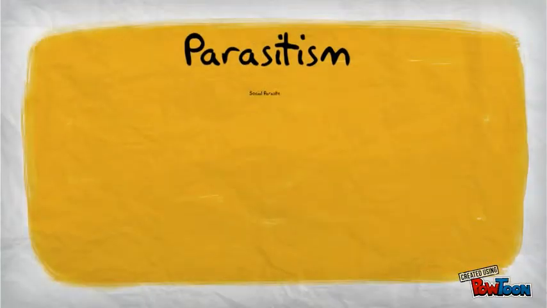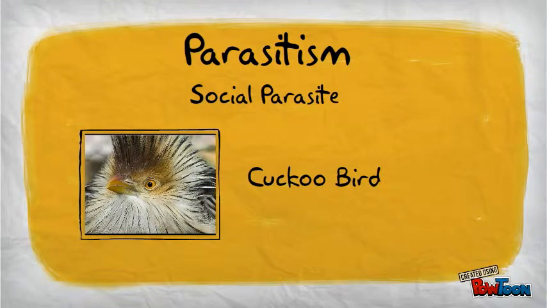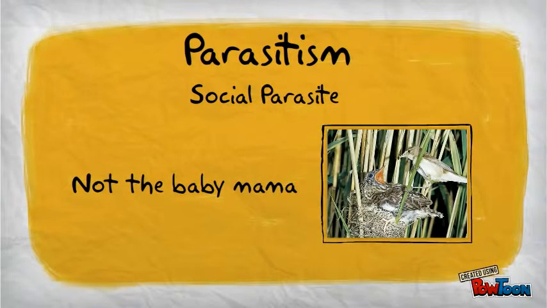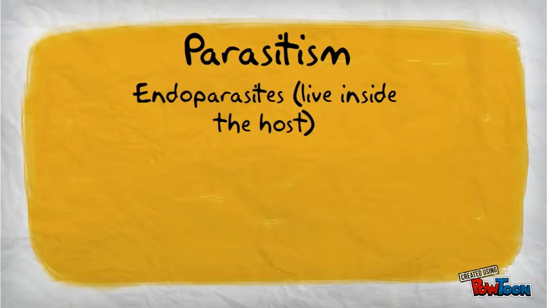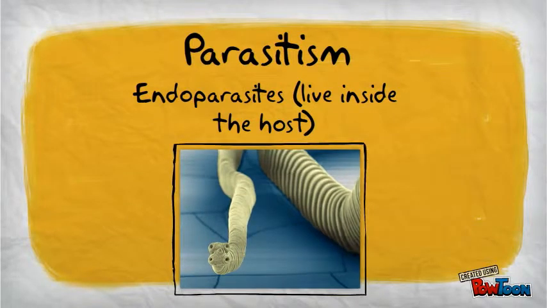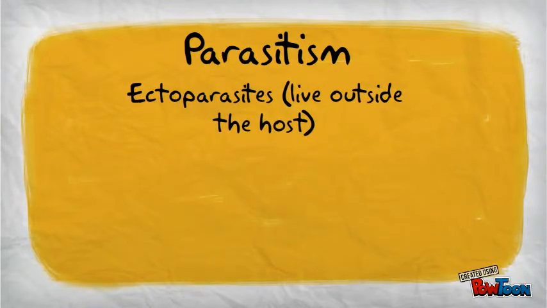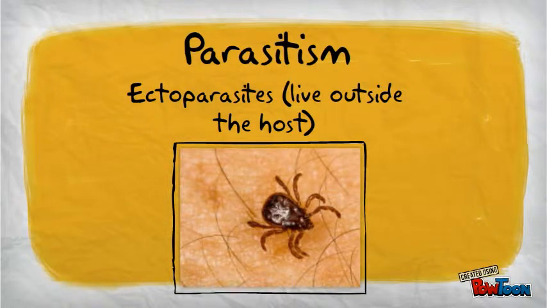Free-living social parasites do not come into frequent contact with their hosts. The cuckoo bird has another host species raise its young. Other parasites live inside their host, like the tapeworm. It lives inside the digestive tract of its host. There are parasites that live on the outside of their host, like a tick that attaches to its host's skin.